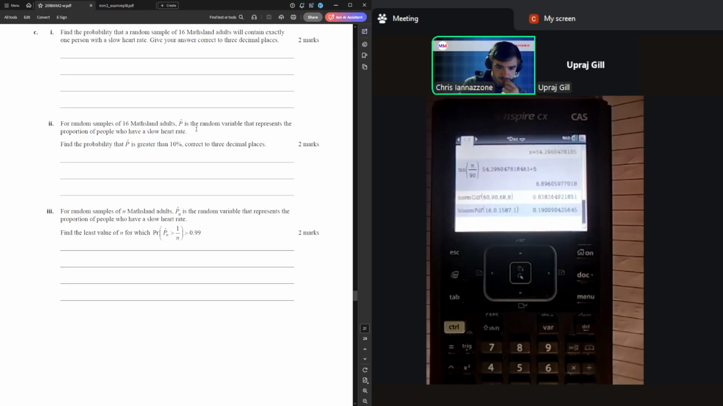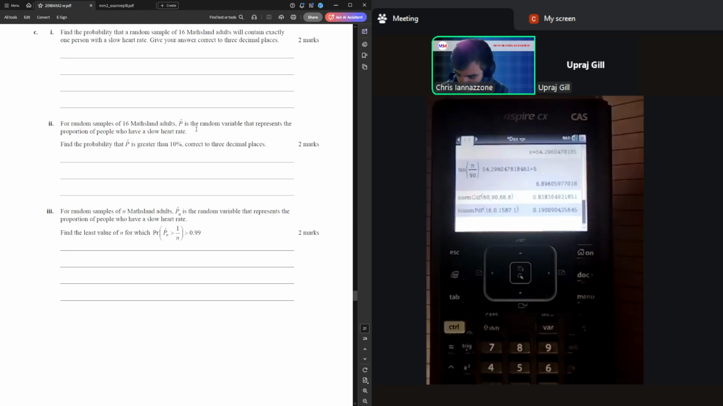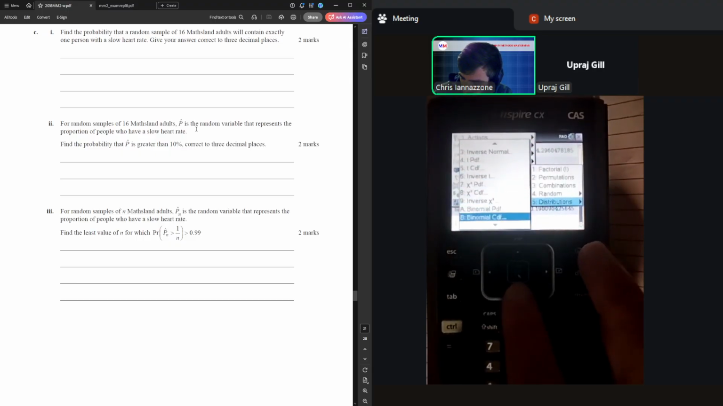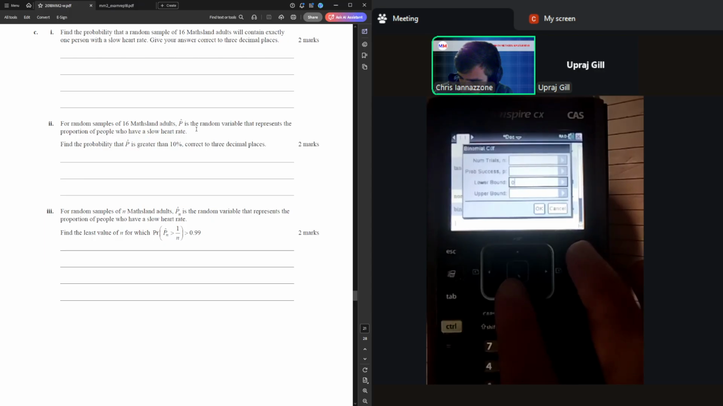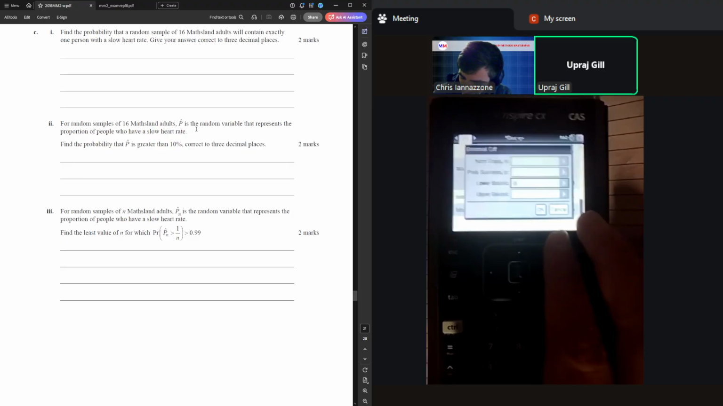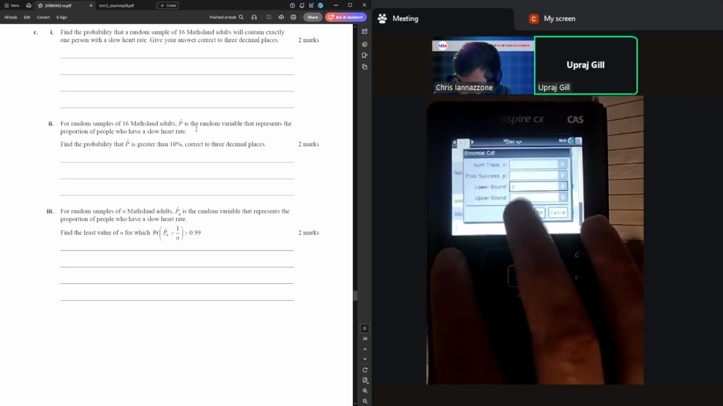Cool. I'm just going to try that real quick. 16, 0.1587, and then 1. Yeah, cool. Some people will actually just ignore PDFs in general and do exclusively CDFs. If you want to do that, that's fine. All you have to do is make your lower bound and upper bound the same number. That'll also work. So if you want to cut out a function for whatever reason, you can do that.